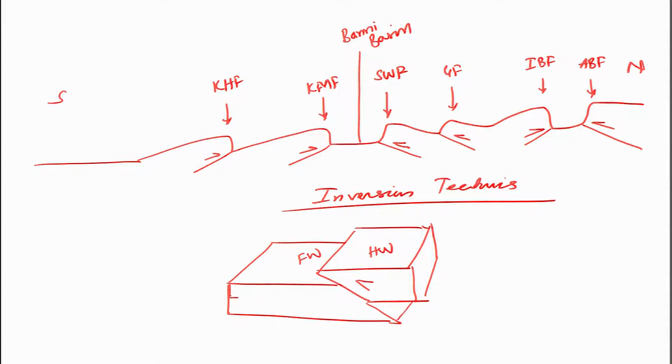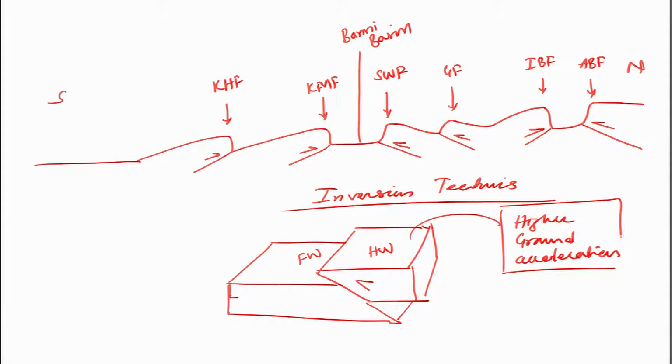And in a simpler way, the hanging wall, which will move during an earthquake, will have higher ground acceleration. And if the earthquake is triggered here, this will be your focus, this will be your epicenter here. The earthquake will not take place here because there is no fault over here.